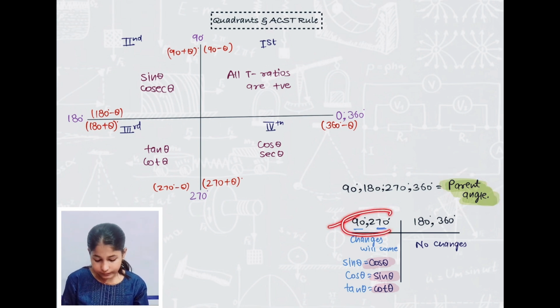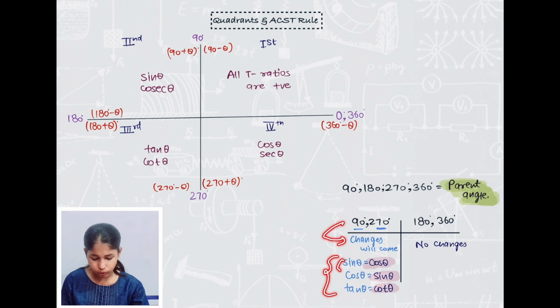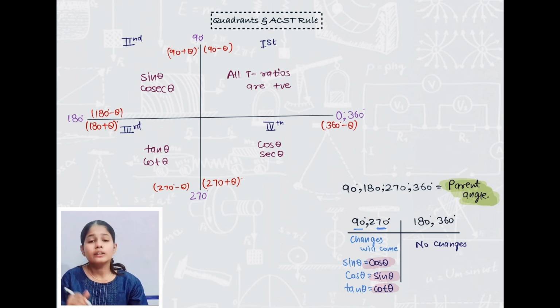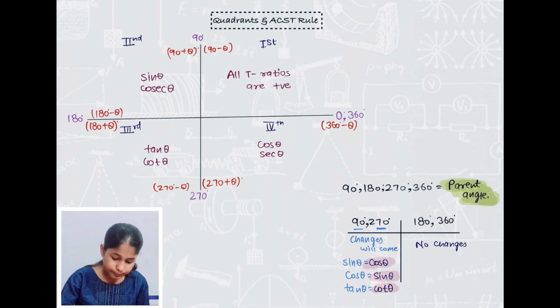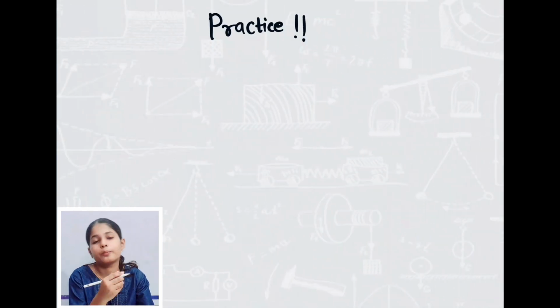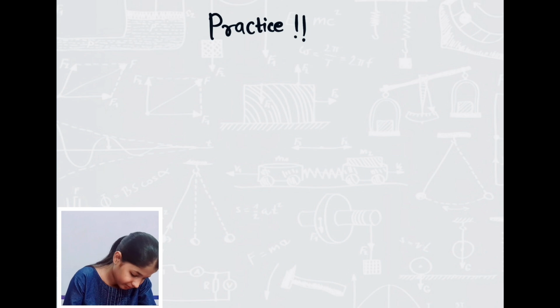In case of 90 degree and 270 degree, after solving the questions you will understand everything. You have to learn that sin theta will be converted into cos theta, cos theta into sin theta, and last but not the least, tan theta into cot theta. But in case of 180 degree and 360 degree, no changes will be there. Now practice some questions. Let me write some questions.